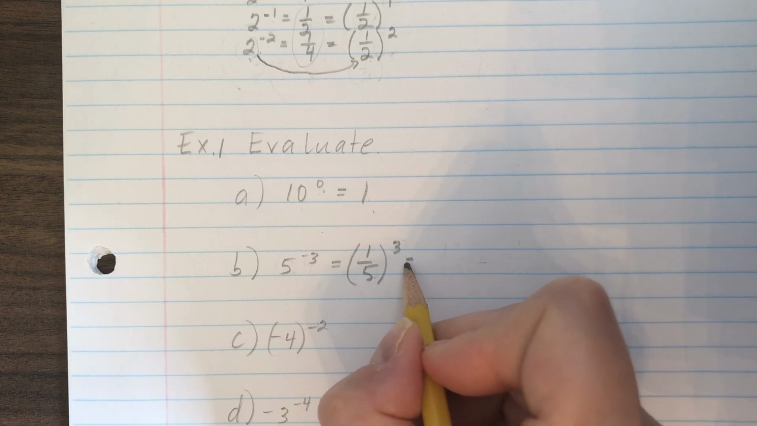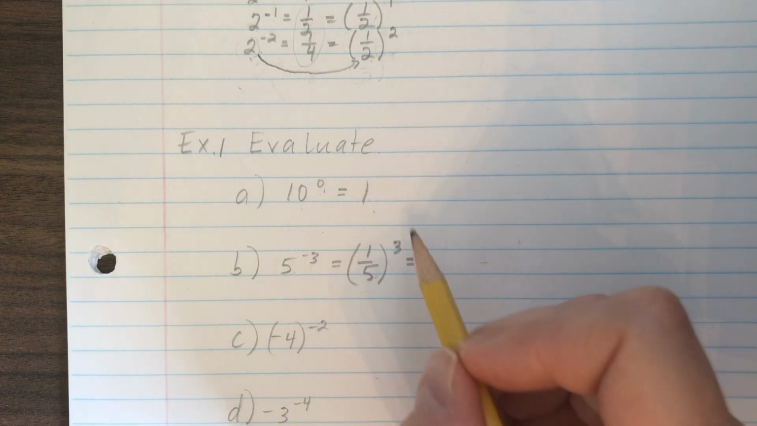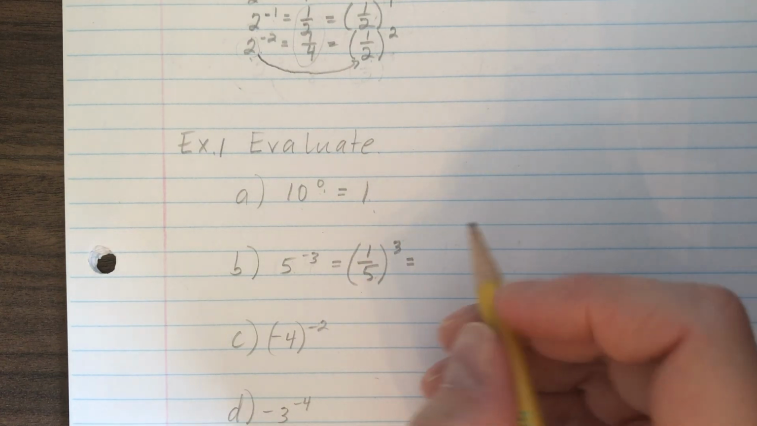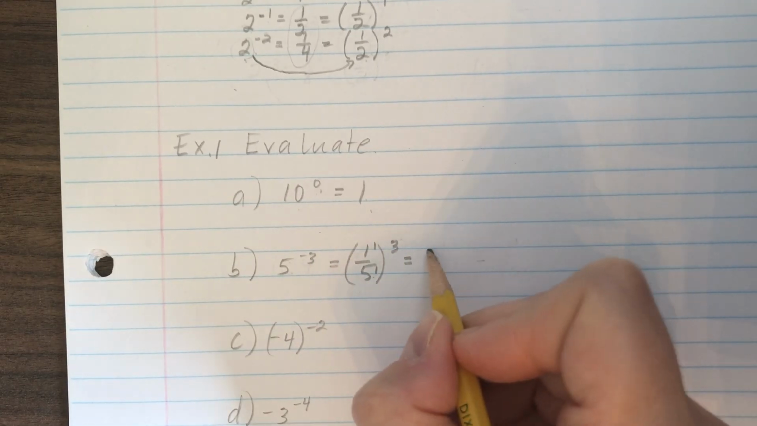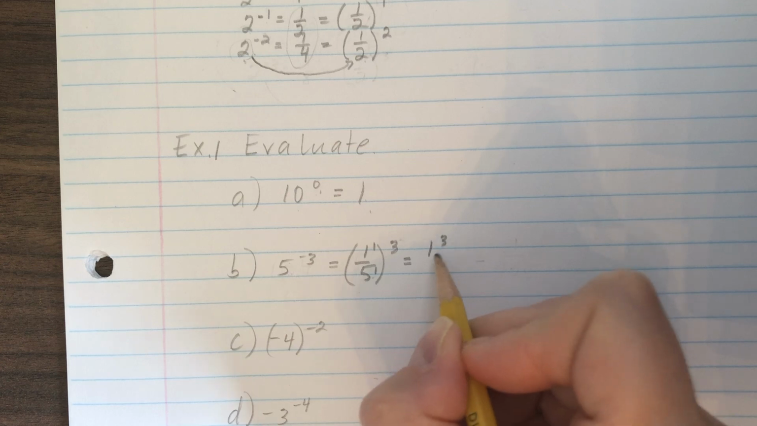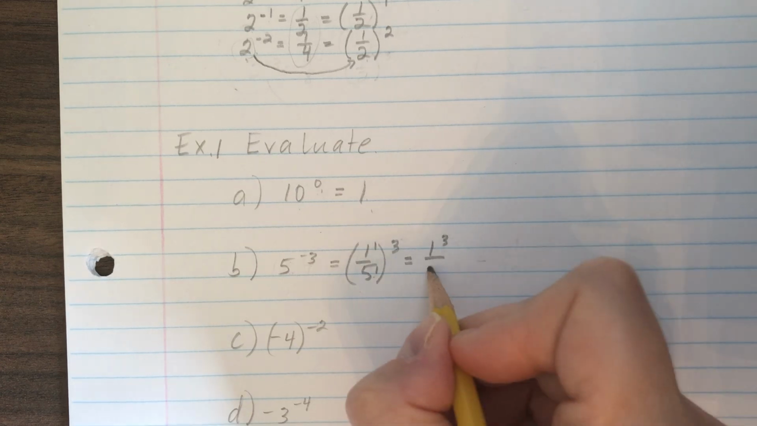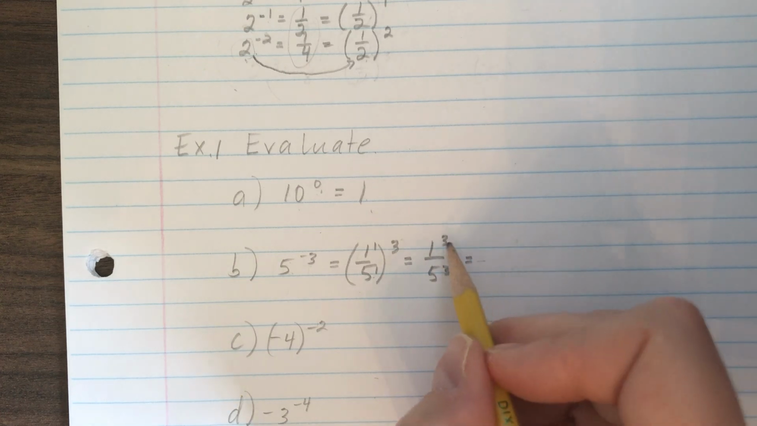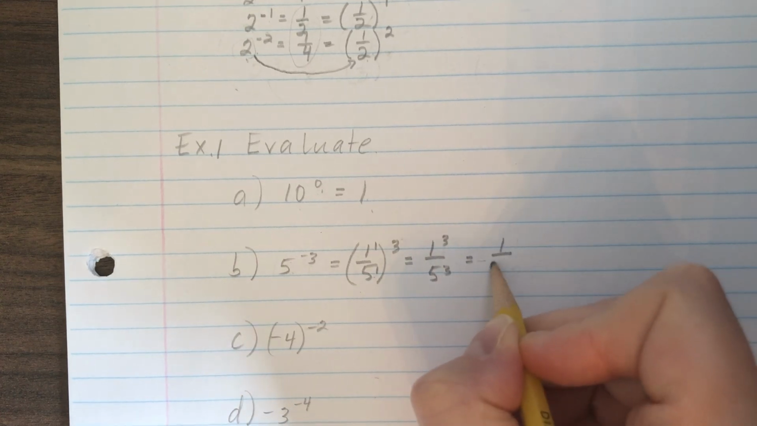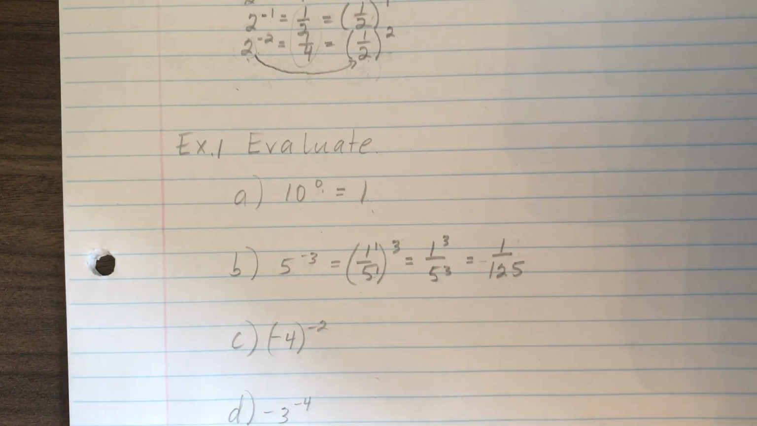And then we can apply the power of a quotient rule by multiplying the inside exponents by the outside exponent of 3 to give me 1 cubed over 5 cubed. And then evaluating the numerator and the denominator, I get 1/125. Okay?